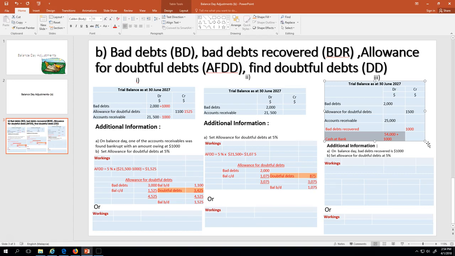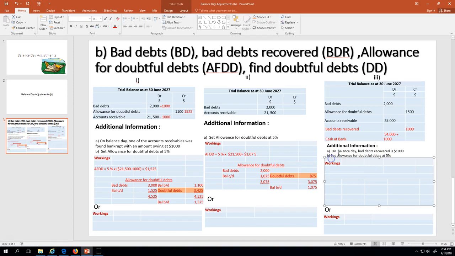Remember, bad debts recover is an income. Okay? It doesn't reduce the bad debt, because the bad debt could have been written off a long time ago. That might not belong to this financial year. Alright? And when we receive money, what happened to our bank? Bank, money increases, and our other income increases. Okay, so that is our double entry.